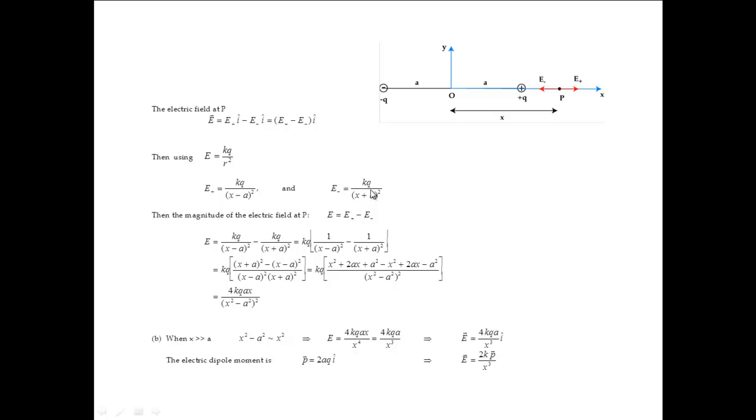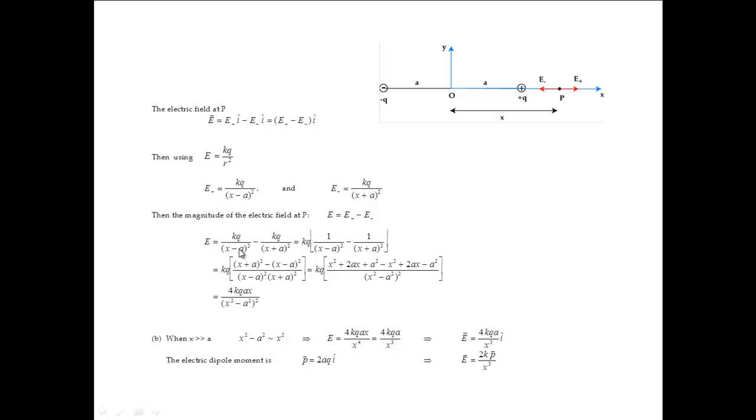And E minus is kq over x plus a squared, because the negative charge is a distance x, right? It's from the origin to point P is x, and then you have to add in the distance a to get the separation distance. So those two look similar, but when we subtract them from one another, as the expression above shows how to do, we get that the net field is kq over x minus a squared minus kq over x plus a squared.